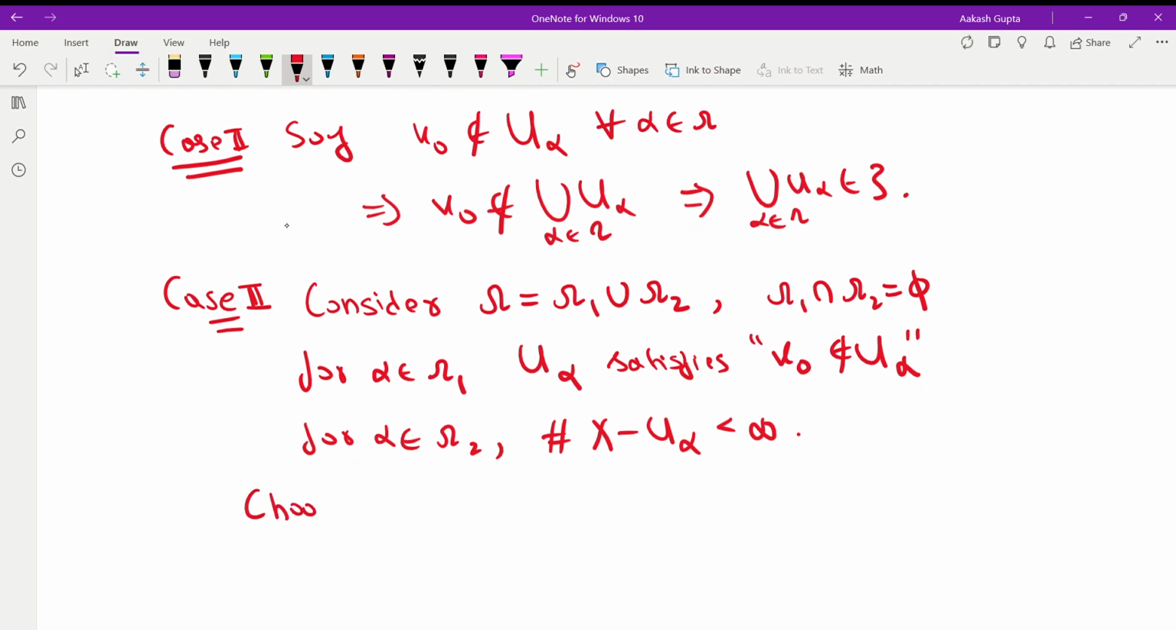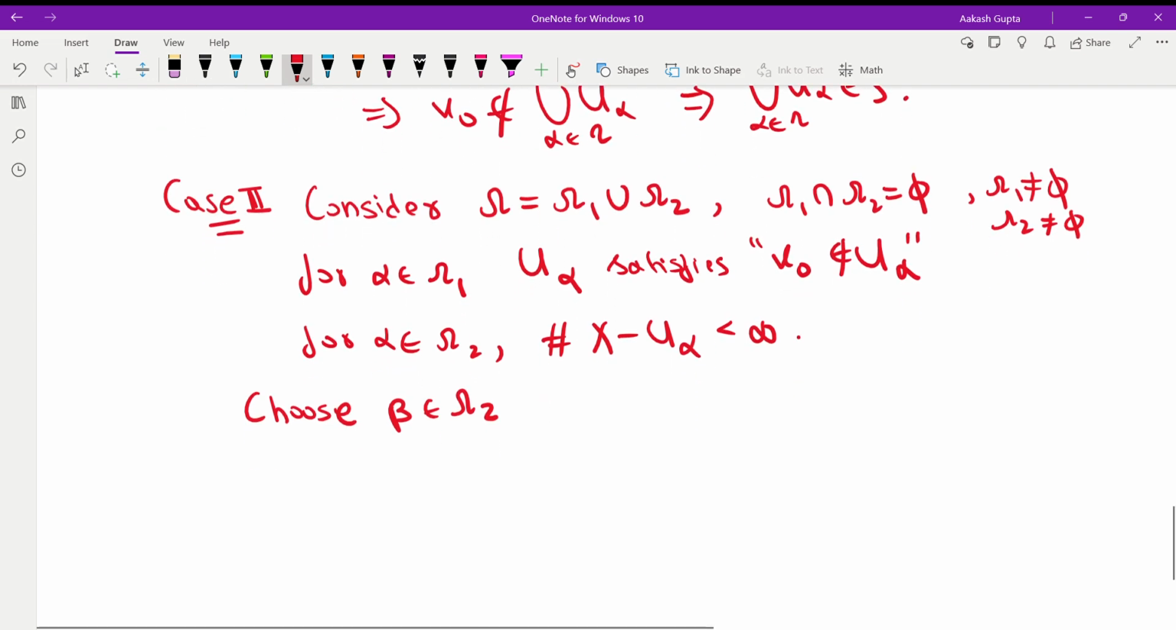Now, in this case, choose, of course, one who writes very specifically can ask this, so let me mention this. Of course, omega 1 and omega 2 are non-empty. Right, only then we can say it's the mixture. If one is empty, it would be reduced to case 1 or case 2. So choose beta in omega 2. Okay, let us choose this.